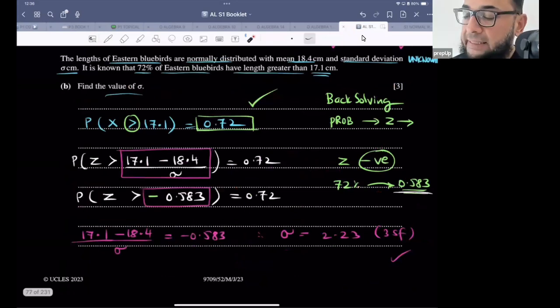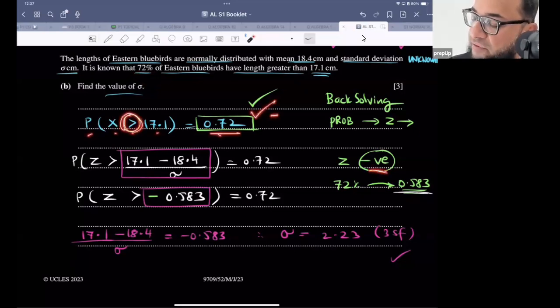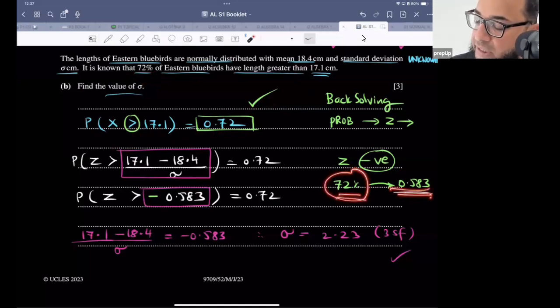The second part says the lengths of eastern bluebirds. Those were western, these are eastern. They are also normally distributed. This is the mean. Standard deviation is unknown, one unknown. We did a question with 2 unknowns, this is 1 unknown. It is known that 72% have length greater than 17.1. Probability X greater than 17.1 is 0.72. This is more than 50%. That means the z value will be negative. Go to the main table, read for 0.72. This is the corresponding z value. Compare coefficients, simplify, you get the value of sigma.